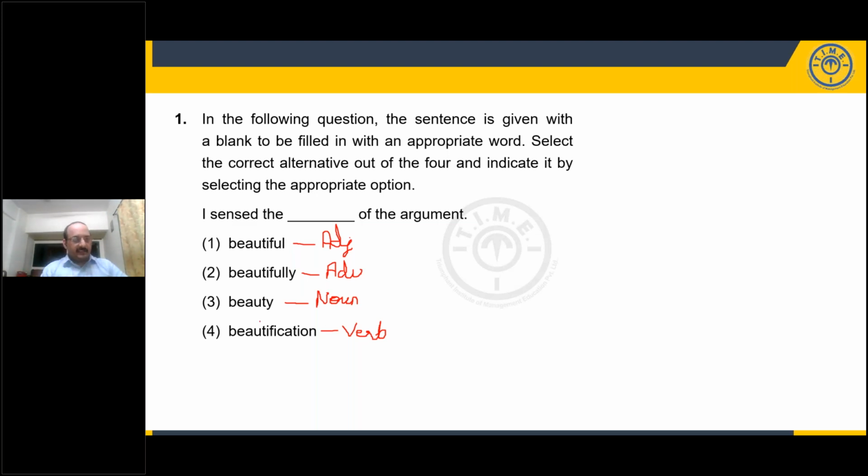For example, this place needs a bit of beautification as it has gone down with years of neglect. So as we can think, when we check this question out here, we realize that I need a noun over here. So beauty is the noun, beautiful the adjective, beautifully the adverb, beautification the verb. So the answer would be option number 3, beauty. I sense the beauty of the argument, how good the argument was. So essentially this question was a grammar-based question that we had to tackle.